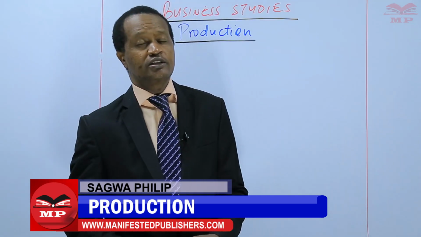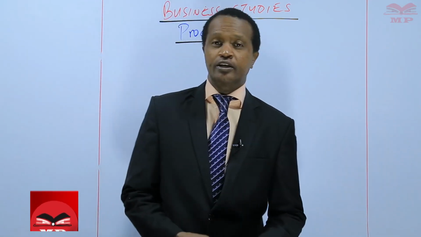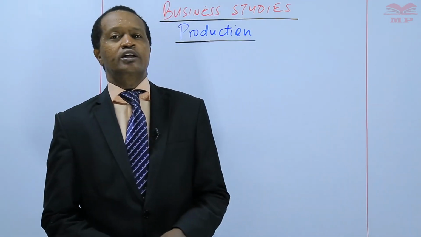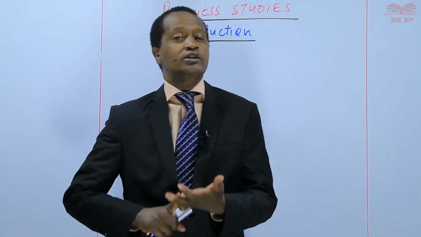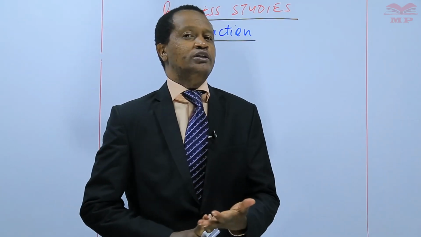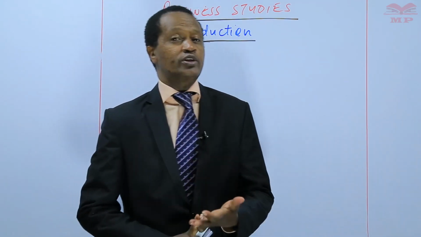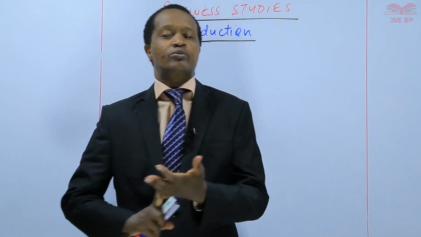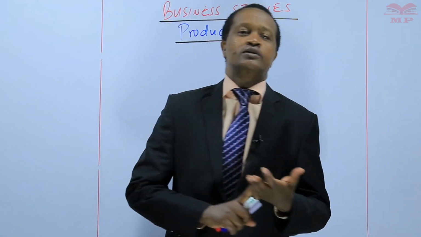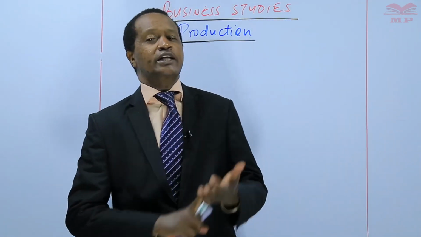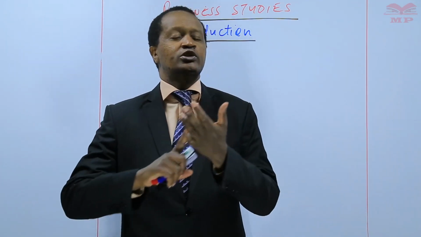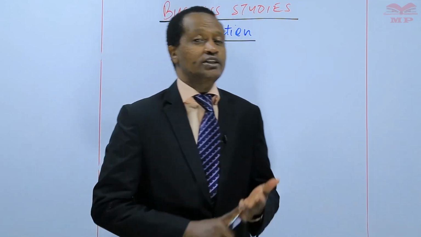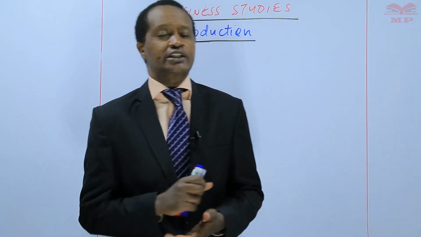The subject is business studies. We are on the topic production. During the last lesson, we learnt about utility. We defined utility as the ability of a product to satisfy a human want. A human want, the ability of a good or service to satisfy a human want is known as utility.